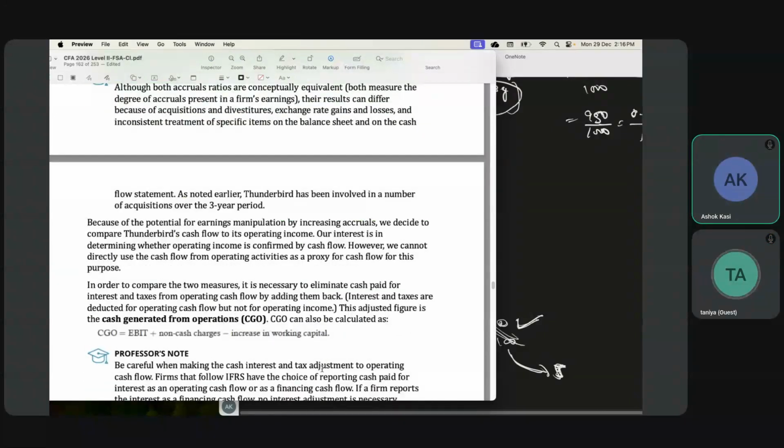Then here you have to know this formula. Cash generated from operations can also be calculated as EBIT plus non-cash charges minus increase in working capital. This formula also you should know.